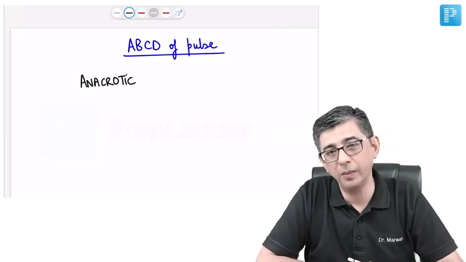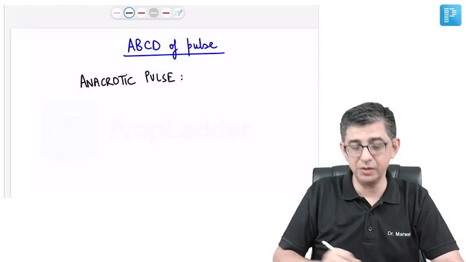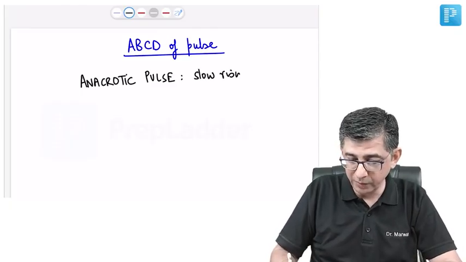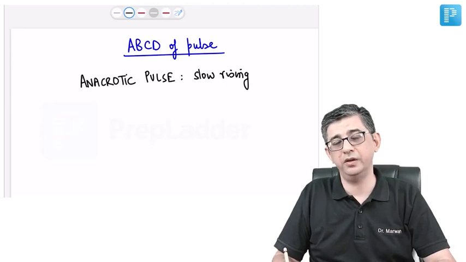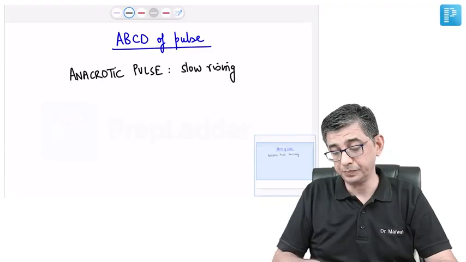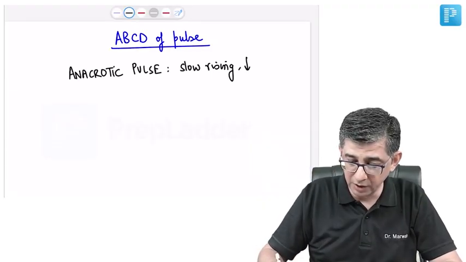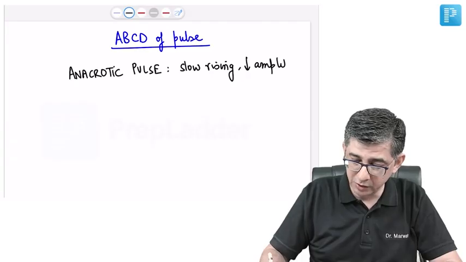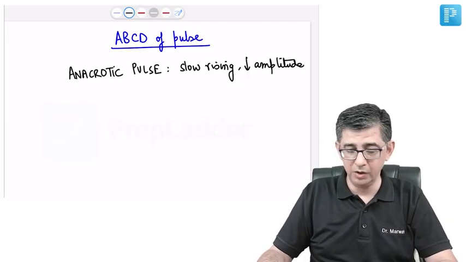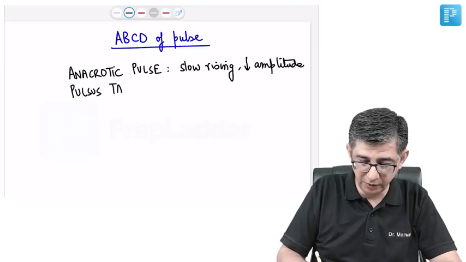One of them would be anacrotic pulse. As the name suggests, this would be a slow rising pulse. The pulse will rise very slowly. The reason for this would be an outflow tract obstruction, that is, valvular aortic stenosis. Not only is the pulse slow rising, but it will also have a decreased amplitude. That is understandable because if there is a physical obstruction, the amount of blood going out of the heart would be relatively lesser. So this anacrotic pulse can also be written in the book as pulsus tardus et parvus.